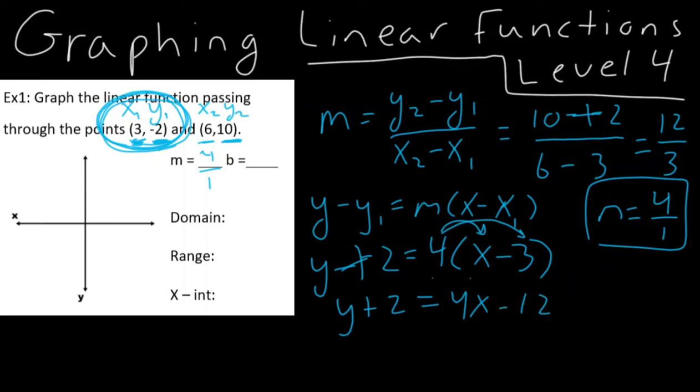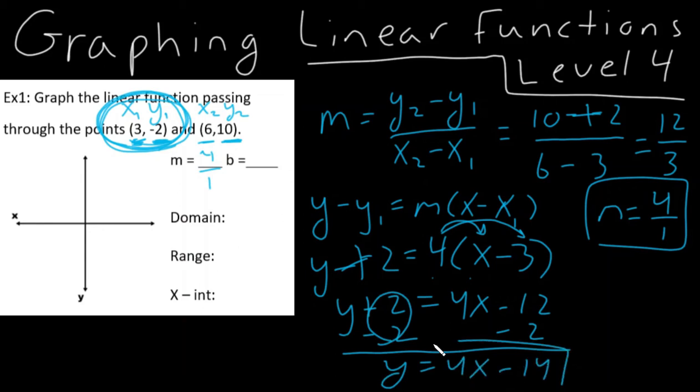Now our very last step is we want to get rid of this positive 2. We want to get the y by itself. So minus 2, and it turns out we get y equals, because that zeroes out, 4x minus 14. Now notice we've already labeled the slope 4 over 1, and what we were really trying to find there was that y-intercept of negative 14.